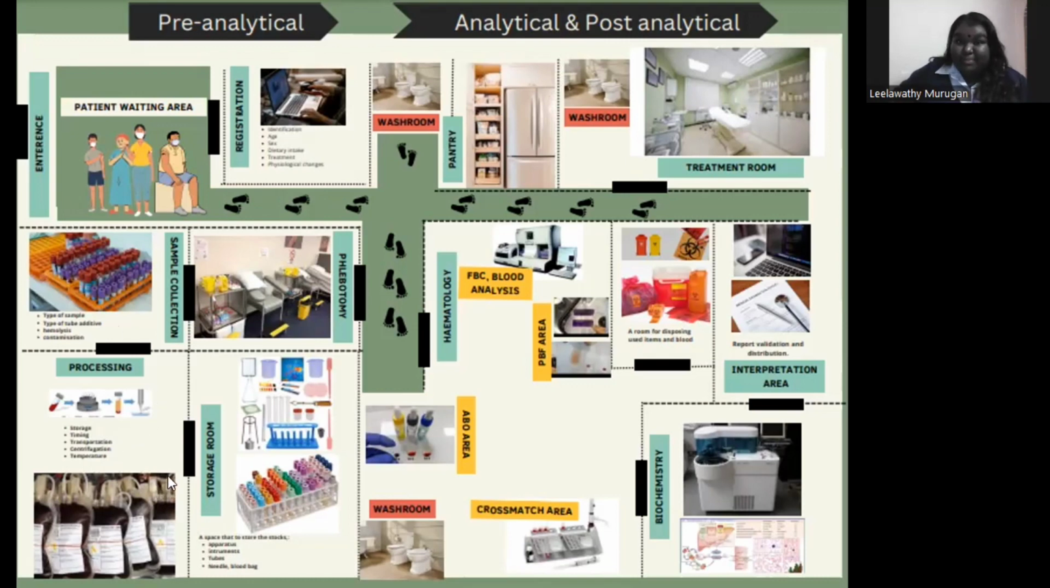So beside this processing phase, we have a small storage room where we keep all the storage items in terms of apparatus, instruments, tubes, and needles and bags, so that it's easy for us to get things, which is very near to the sample collection and phlebo area. So these are the pre-analytical phase where we store the samples, we transport the samples, we centrifuge the samples, and we store the samples as per their temperature.